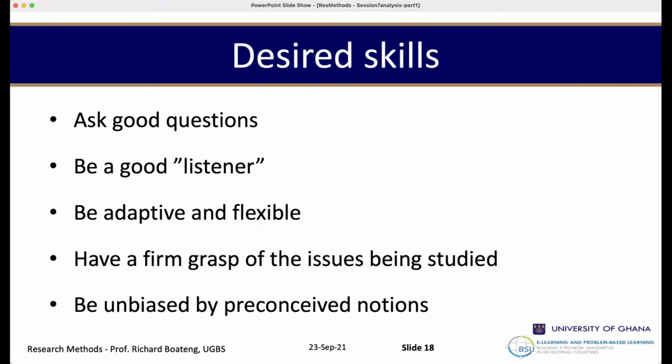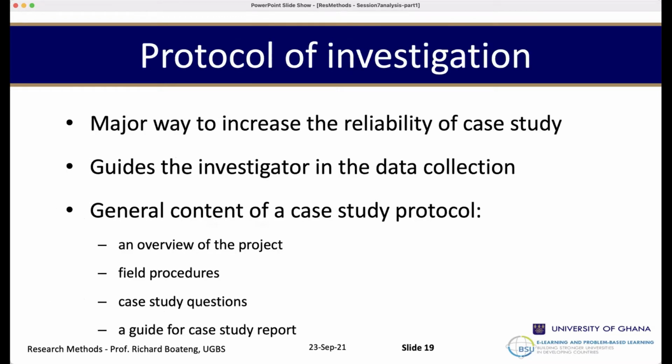Okay, so now you have seen all of them. Be unbiased by perceived emotions. Have a firm grasp of the issues being studied. Be adaptive and flexible. A good listener and ask good questions. Okay, no question here. Then let's go.